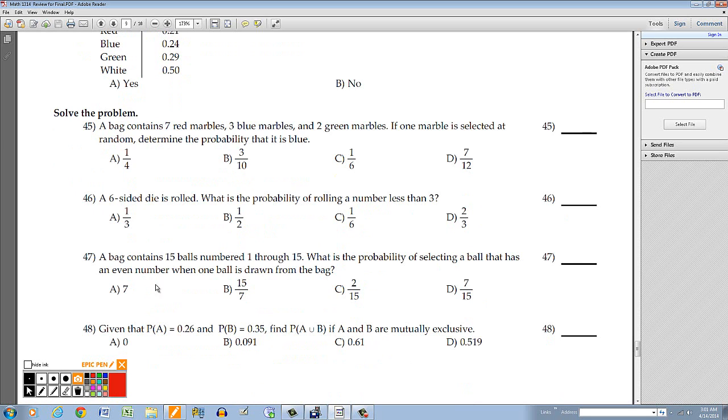47. A bag contains 15 balls numbered 1 through 15. What is the probability of selecting a ball that has an even number when one ball is drawn from the bag? Okay, so the total is 15, so that's going to be the number in the denominator. And then you simply count the ones that are even from 1 through 15. 2, 4, 6, 8, 10, 12, 14. So that gives me a total of 7. So that's 7 over 15, which is D.